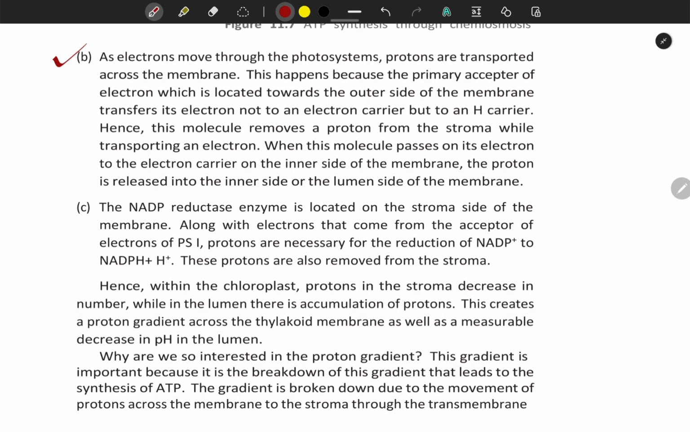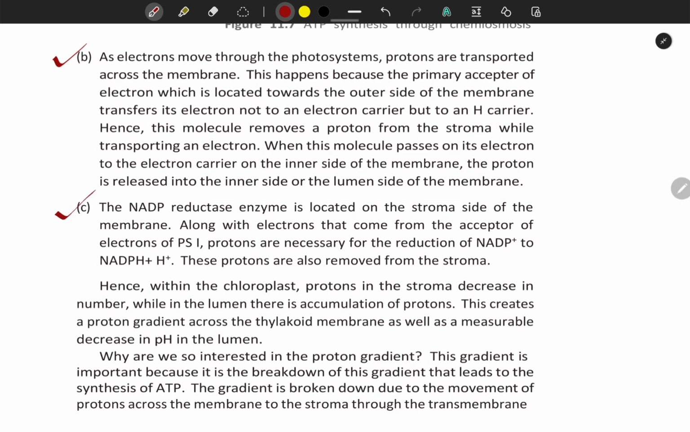B. As electrons move through the photosystems, protons are transported across the membrane. This happens because the primary acceptor of electron, which is located towards the outer side of the membrane, transfers its electron not to an electron carrier but to an H carrier. Hence, this molecule removes a proton from the stroma while transporting an electron. When this molecule passes on its electron to the electron carrier on the inner side of the membrane, the proton is released into the inner side or the lumen side of the membrane.